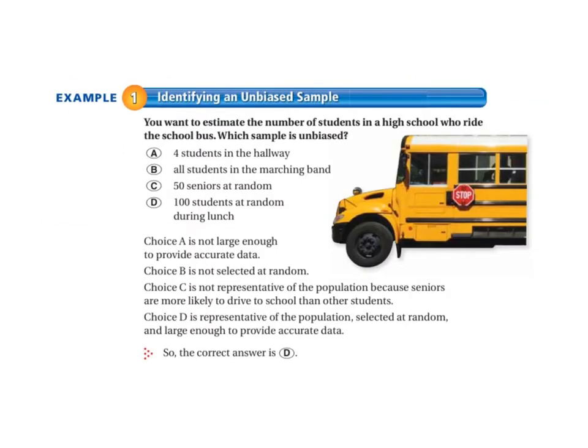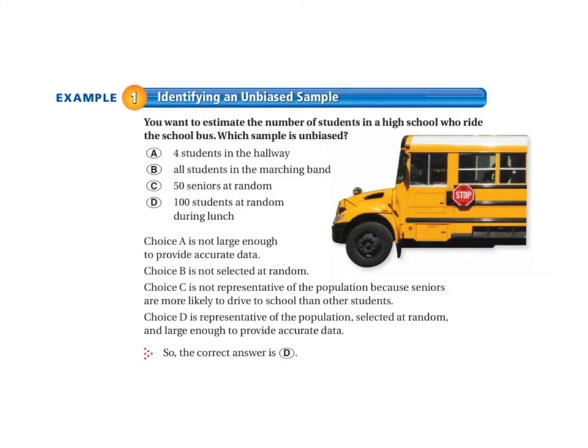Example 1. Identifying an unbiased sample. You want to estimate the number of students in a high school who ride the school bus. Which sample is unbiased? Letter A, 4 students in the hallway. Letter B, all students in the marching band. Letter C, 50 seniors at random. Or letter D, 100 students at random. So we're going to take a look at all of the different choices and see if they seem biased or unbiased to us. So let's look at letter A.